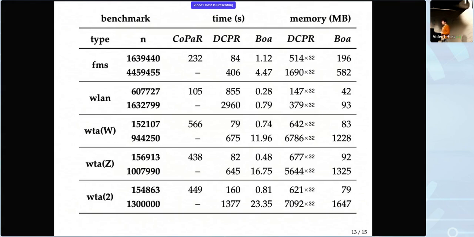In terms of memory usage, these benchmarks that CoPar could handle were selected to make it use 16 gigabytes of memory. So it uses 16 gigabytes in each case. DCPR was run for these benchmarks on 32 nodes. So the memory here is listed per node; you have to multiply it by 32 to get the total amount that is used. And then in the final column, you see how much memory we use. So it's quite a bit less. So it means that you don't actually need this big cluster. You can just run it on a laptop.